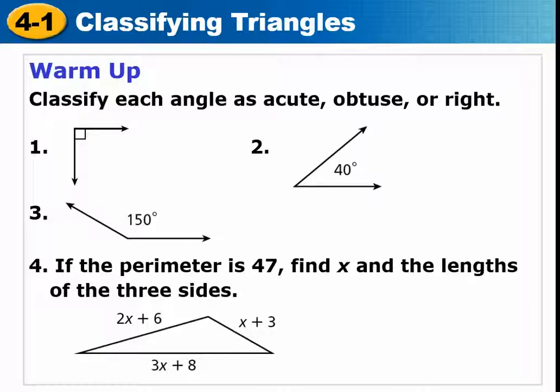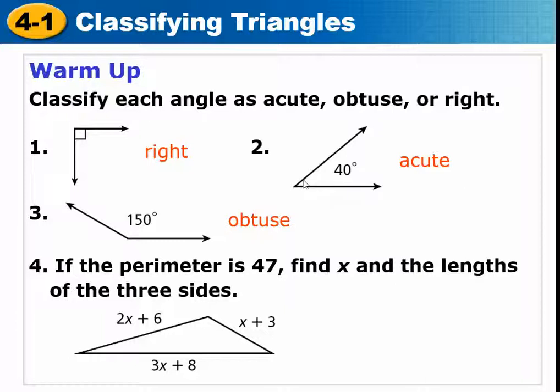All right, so for the first section, we're supposed to classify each angle as acute, obtuse, or right. You should know those quickly. Number 1 is a right triangle, number 2 is acute, and number 3 is obtuse. In number 4, if the perimeter is 47, you're supposed to find x and the lengths of the three sides.